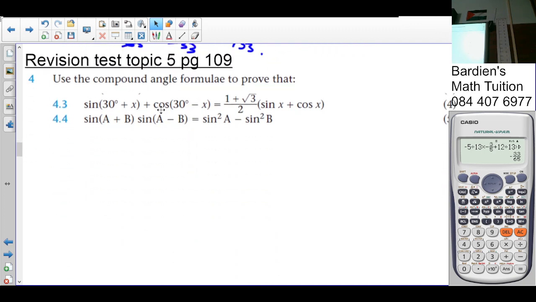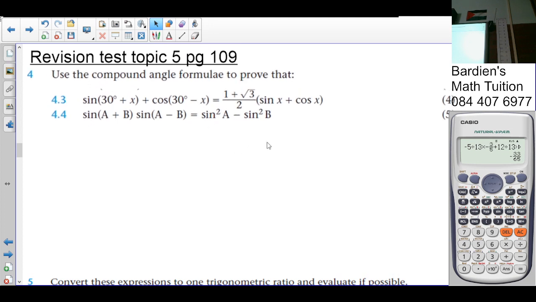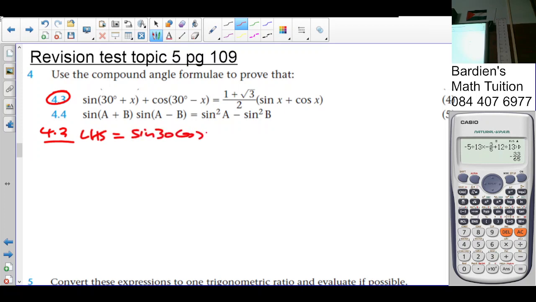Okay, and the next question says, using compound angle formulae to prove that. So of course, left hand and right hand side. Let's go with 4.3 first. So I'm going with the sine expansion immediately. So the left hand side is equal to sine of 30 cos of x plus cos of 30 sine of x, plus cos 30 cos x plus sine 30 sine x.